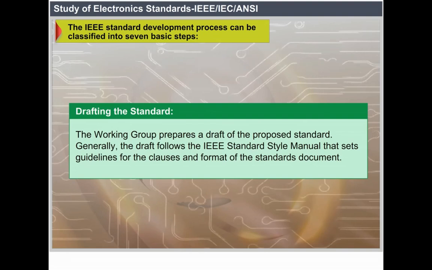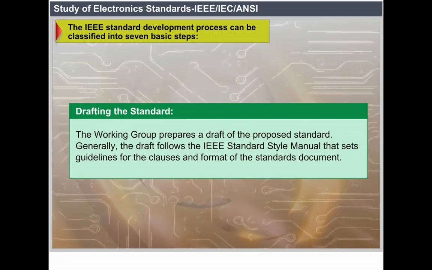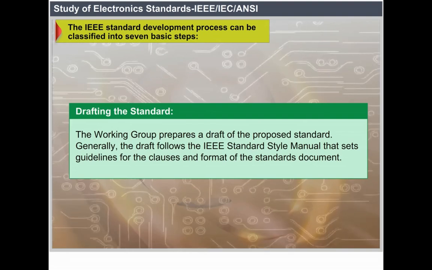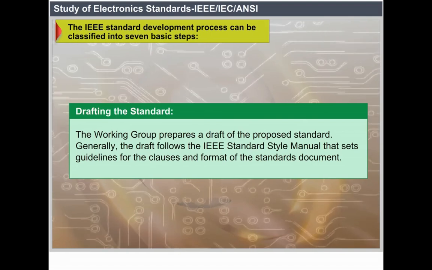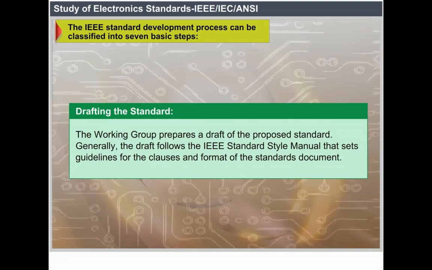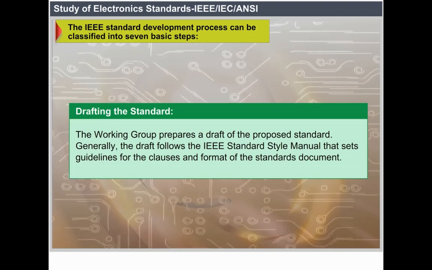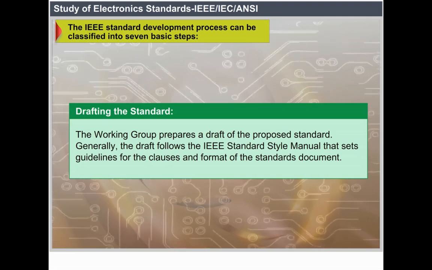Drafting the standard. The working group prepares a draft of the proposed standard. Generally, the draft follows the IEEE Standards Style Manual that sets guidelines for the clauses and format of the standards document.